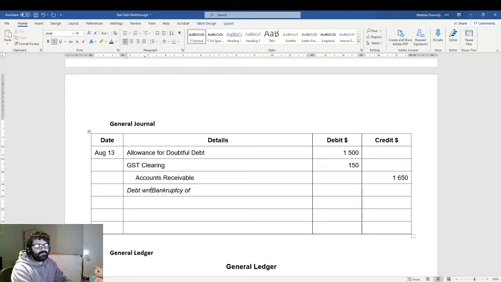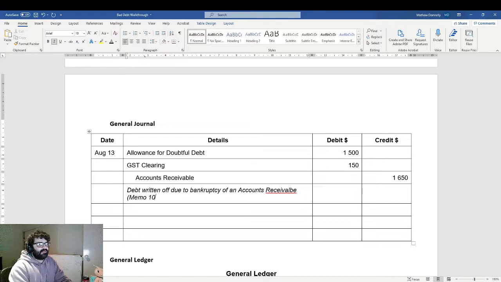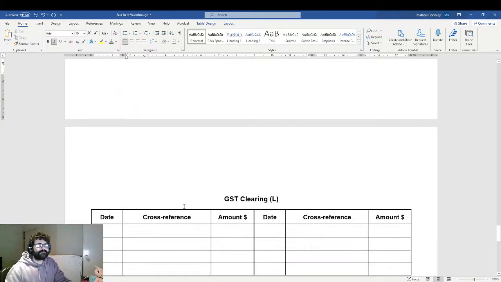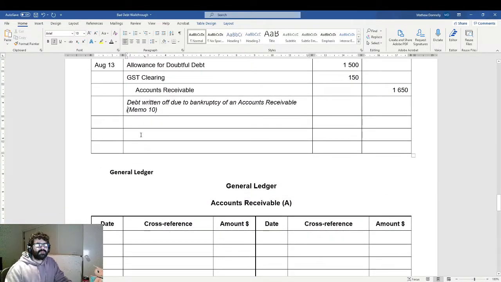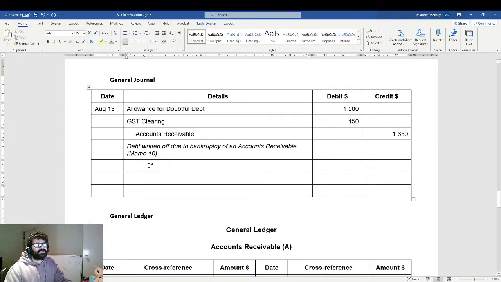Debt written off due to bankruptcy of an account receivable, and then we just put memo, I don't know, 10. Doesn't matter. As long as you put what's on there, not a big issue. And then we would continue on.